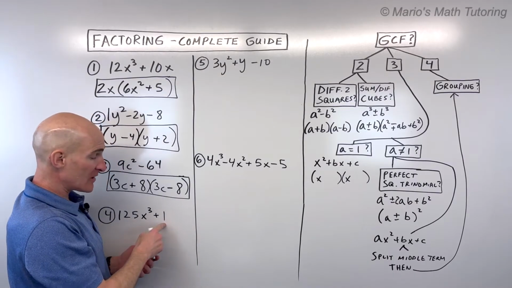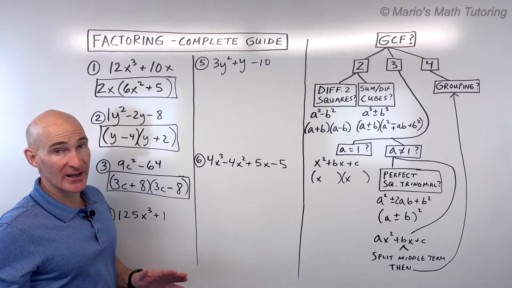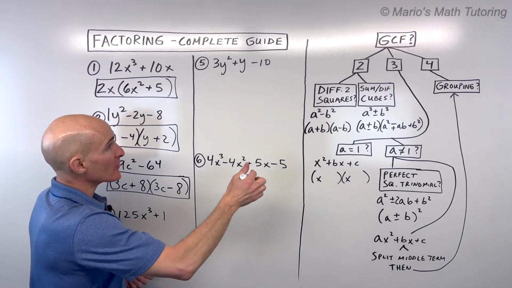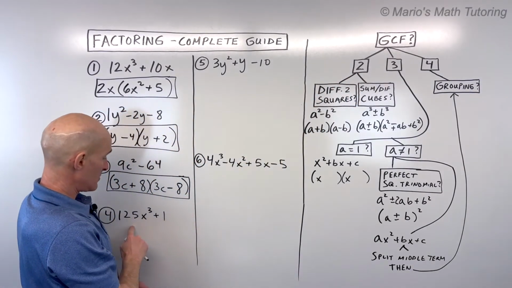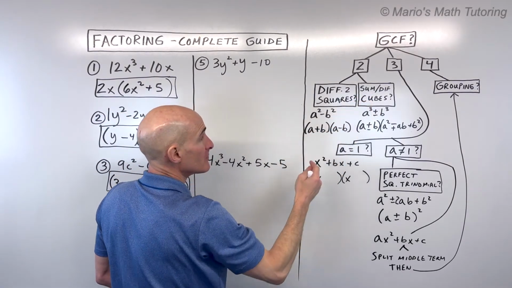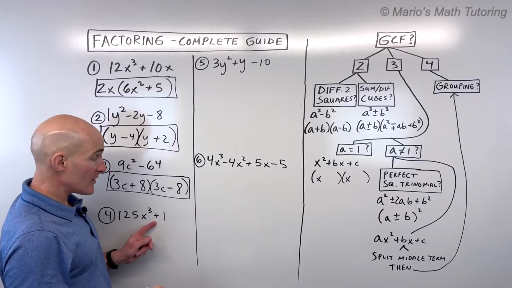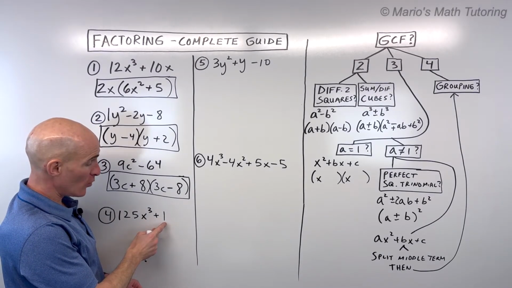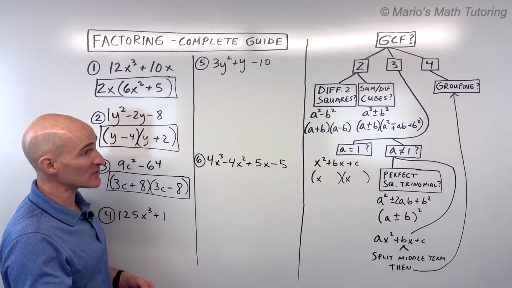No, there's really nothing I can divide out of here except for a 1, but we're not going to count 1. Everything's divisible by 1. So how many terms are there? Well, there's 2 terms. They're separated by this plus sign. Is it a sum or difference of perfect cubes? Well, yes, this is a perfect cube because 5x times 5x times 5x. 1 is a perfect cube because 1 times 1 times 1.